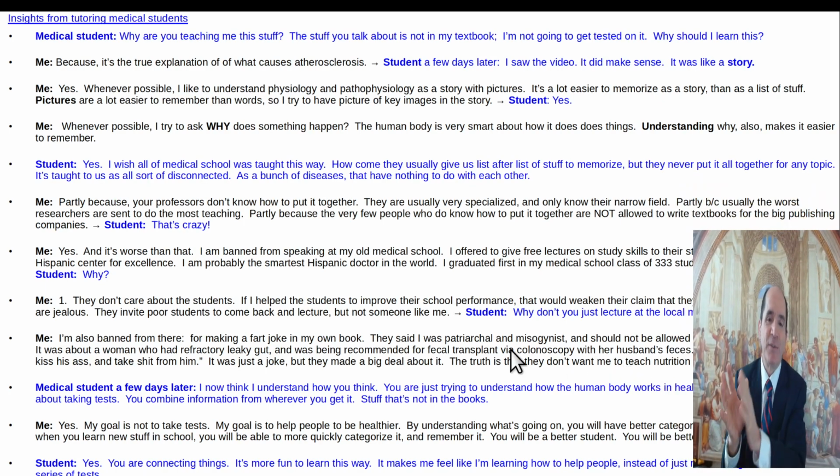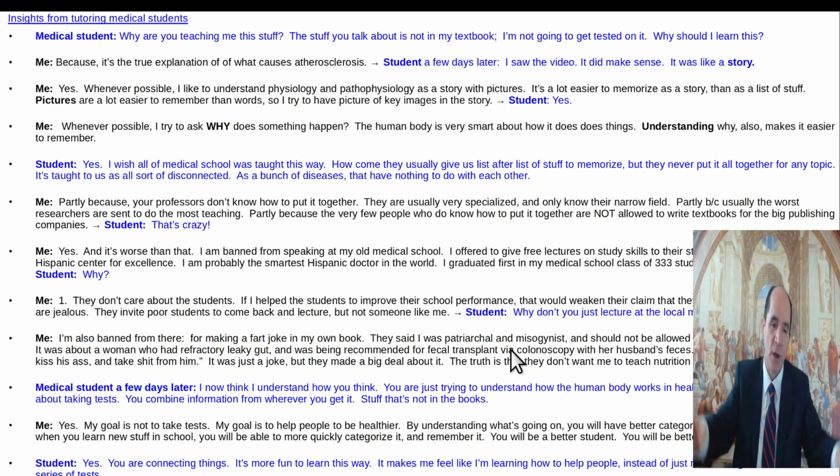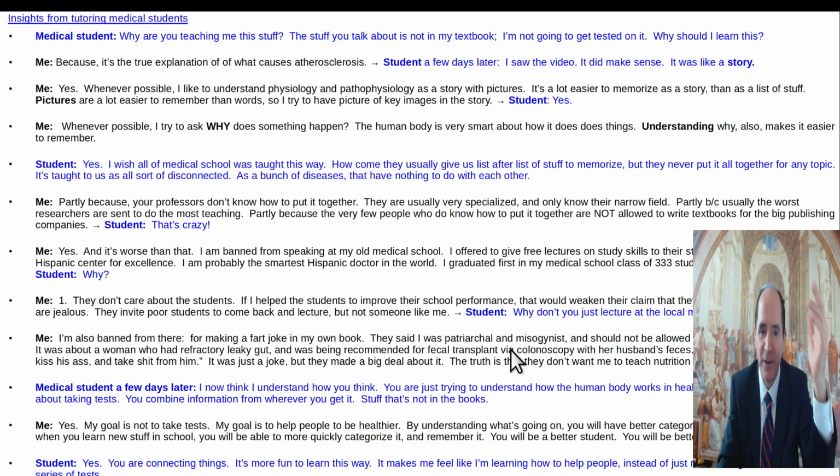Usually these professors are very specialized. They only know a narrow little field. It's partly because also a lot of times the worst professors are the ones that are sent to teach the medical students, like as a punishment. The really best ones are off doing research. The ones that no longer can do productive research go teach the medical students, or we'll fire you, okay?